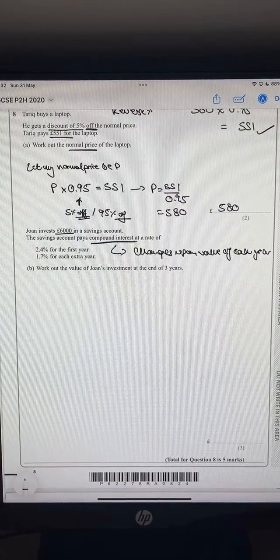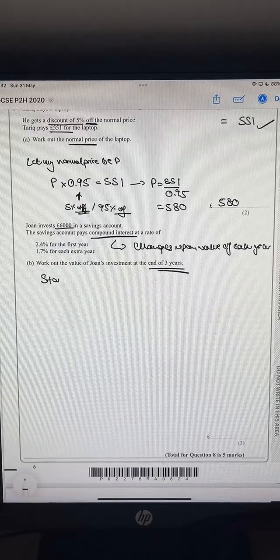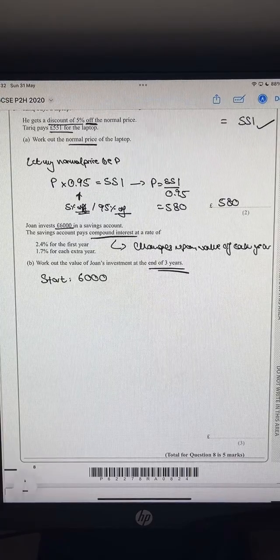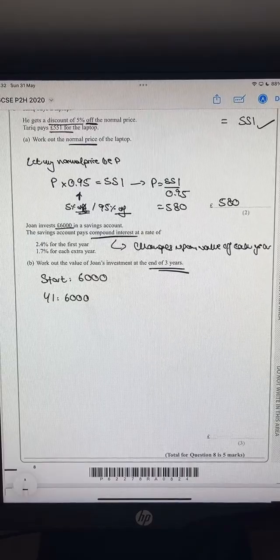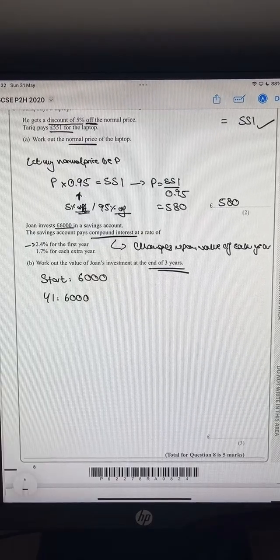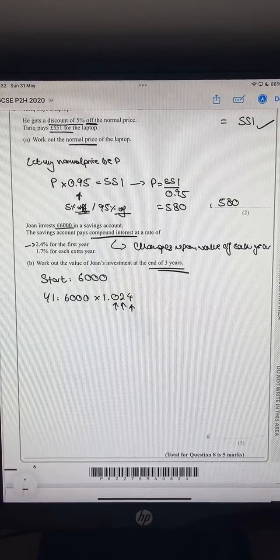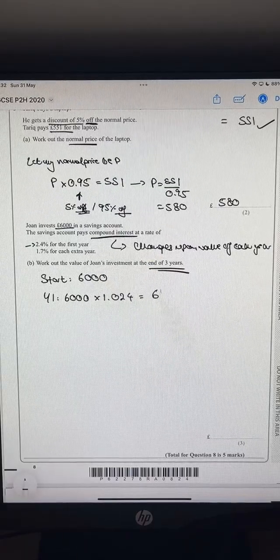Okay, so work out the value of Joan's investment at the end of 3 years. So this is literally just multiplying by increased percentages again. So at the start, I like to map it out nice and clearly. Start, I have £6,000. And she's not losing this money, she is getting paid because the savings account pays this compound interest. So after year 1, I have 6,000 and it's increasing by how much? 2.4%. So as a percentage multiplier, that's times by 1.024. Like this is my tens and this is my ones, and then this is like tenths, like as a decimal percentage. And then I get 6,144.